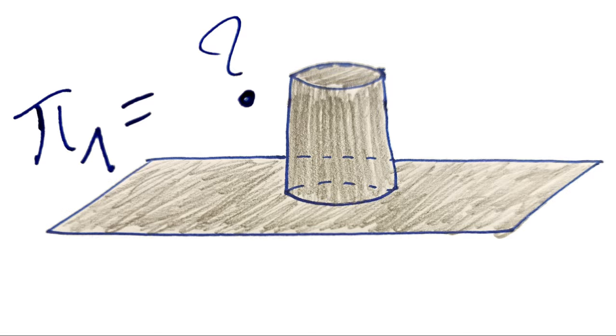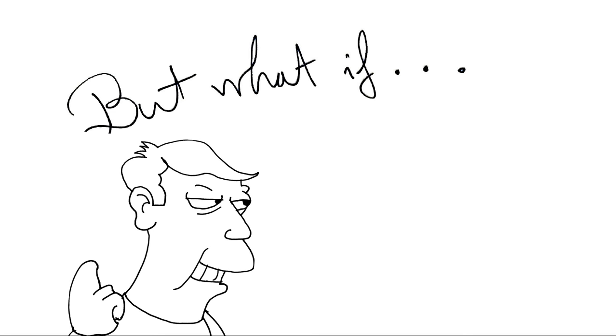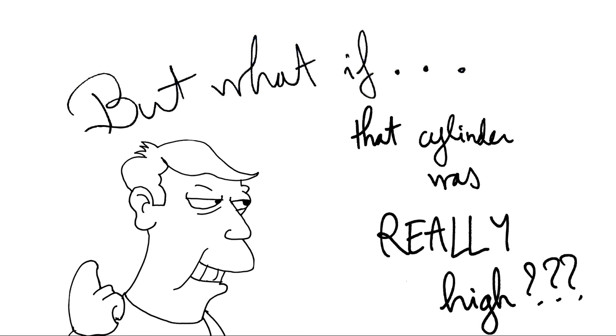Now, you might ask yourself what the fundamental group of that space is. It has to be trivial, right? Because if you draw any loop, there's always a way to deform it into the trivial loop. If needed, you might have to move the loop above the cylinder, but that's perfectly fine. But what if I told you that this cylinder was actually really tall?